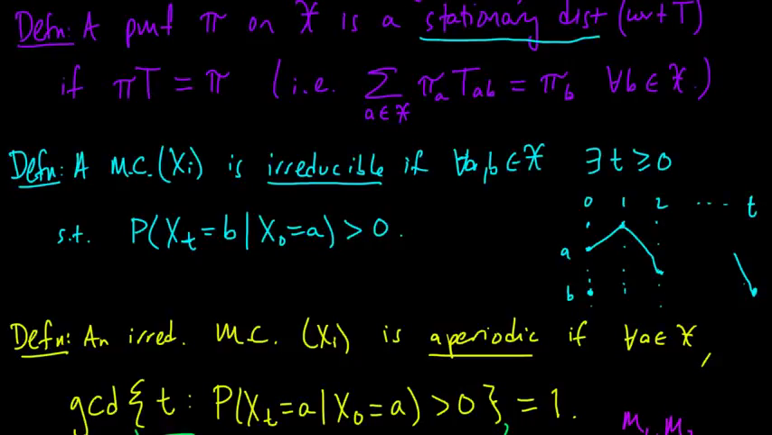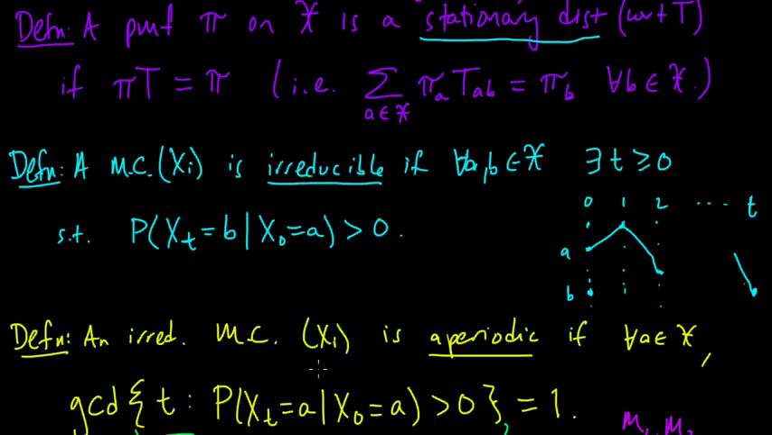We saw the definition of a stationary distribution, of irreducibility, and of aperiodicity for Markov chains. And in this video, we'll take a look at some simple examples to illustrate these concepts. So first, let me make a remark here.